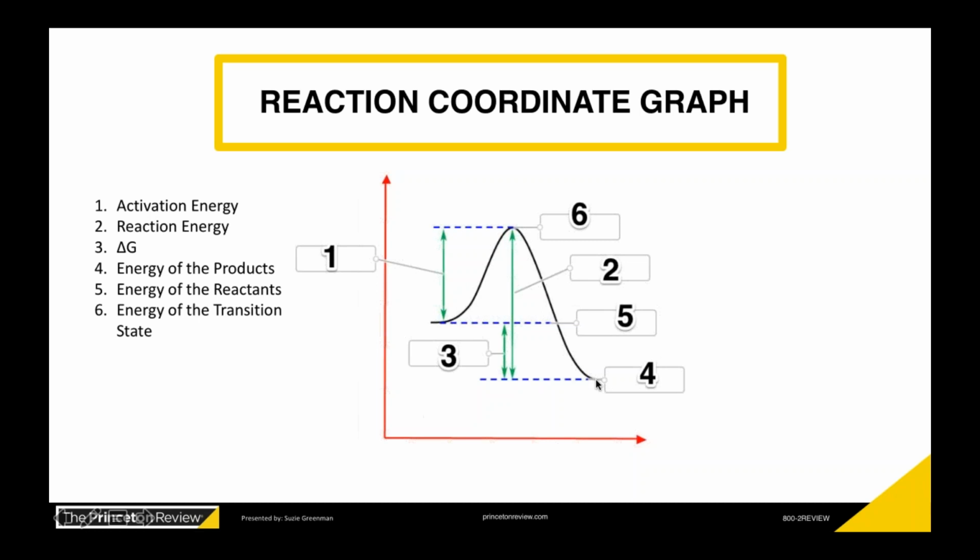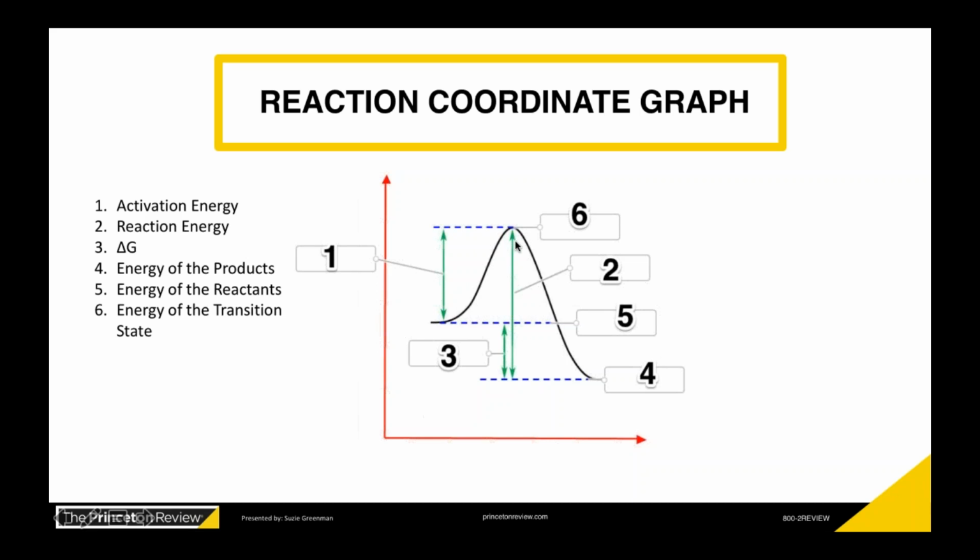If my delta G was positive, the energy of my products might be somewhere up here. Okay, so this is my delta G, and it's not going to change unless I'm changing my reactants or my products. So 5 right here is the line that represents the energy of my reactants, whereas 4 is representative of the energy of my products. 3 we defined as delta G. 2 is the reaction energy.